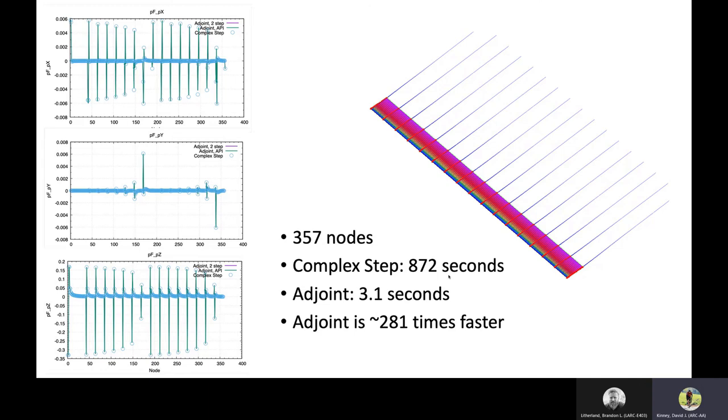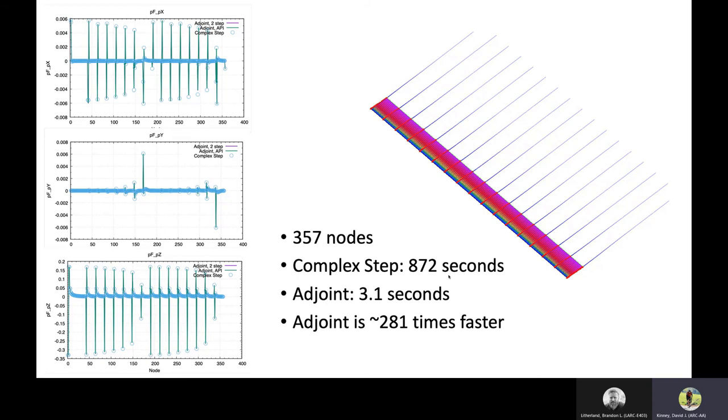And so you've got 357 nodes, and you've got XYZ for each one of those nodes. You have to run the solver 357 times three times, running the complex step. That takes 872 seconds, and you get back the gradients of CL with respect to X, Y, and Z for every node. Or you can run the adjoint.